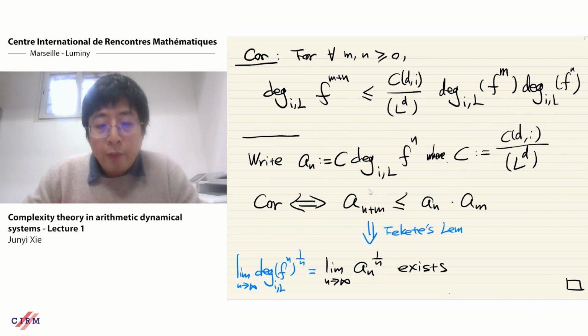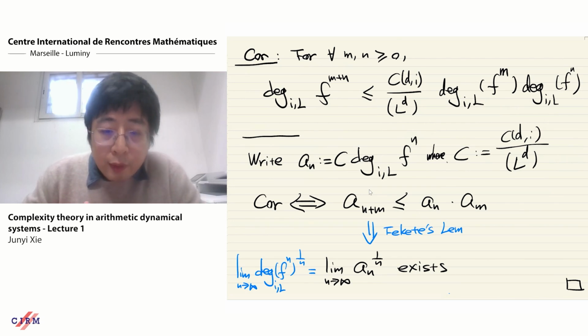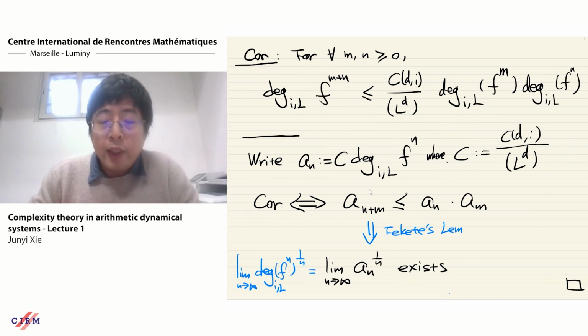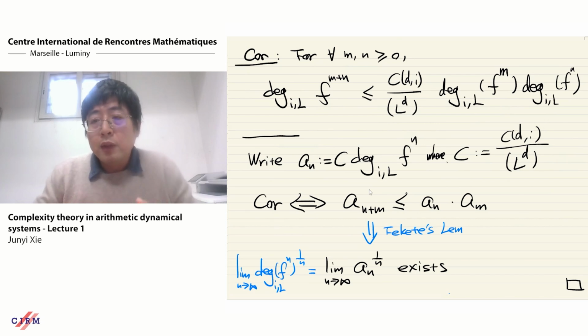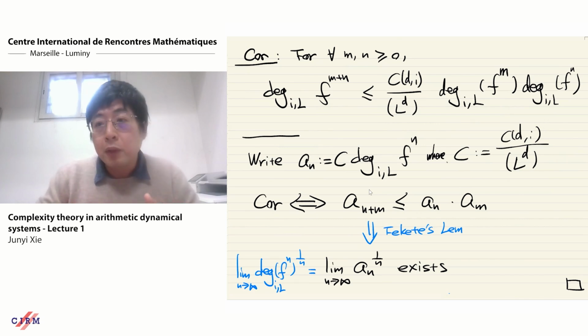So by Fekete's lemma, you get that the limit of an to the 1 over n exists, and you see this is just the dynamical degree you define. It's the limit of the degree of f^n to the 1 over n, and then you finish the proof. So this shows that the dynamical degree is well defined.